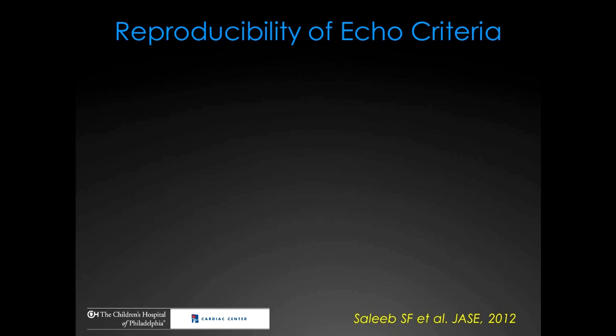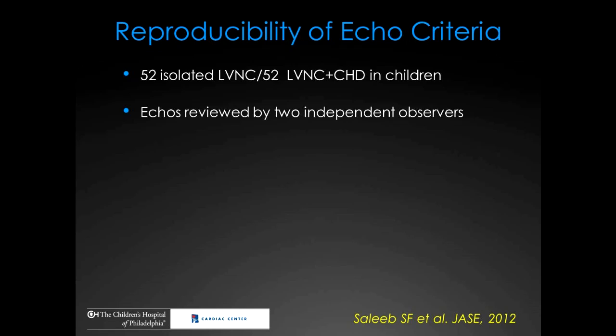This is a very elegant study that came out of Boston Children's Hospital recently. They were trying to determine the reproducibility of echo criteria in children. They identified 52 patients with isolated forms of LV noncompaction and 52 with noncompaction in association with congenital heart disease.